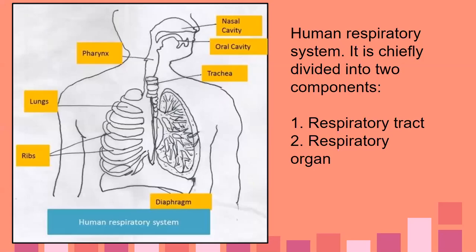Fine. So the human respiratory system is chiefly divided into two components, meaning two categories. If you can see the picture, the nasal cavity, oral cavity, pharynx, and trachea come in the respiratory tract, and then the respiratory organs include the lungs and diaphragm and ribs. So you may divide it into the upper portion and the lower portion.